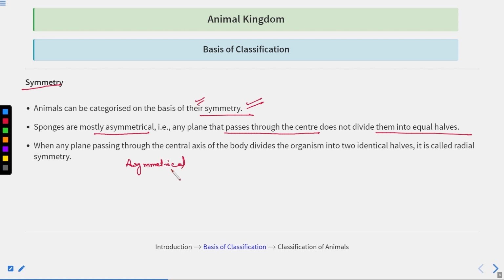Asymmetrical. Then we have bilateral symmetry. Then we have radial symmetry.